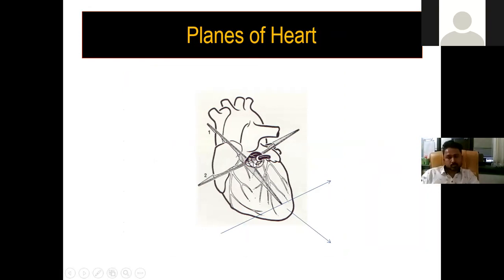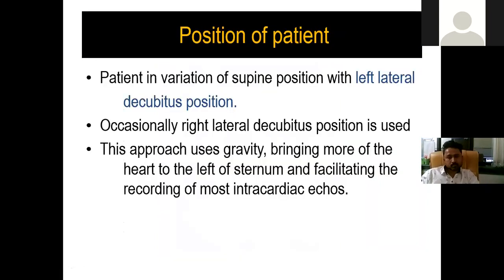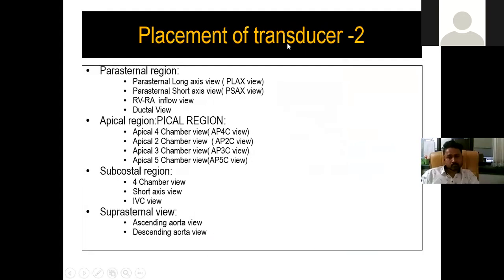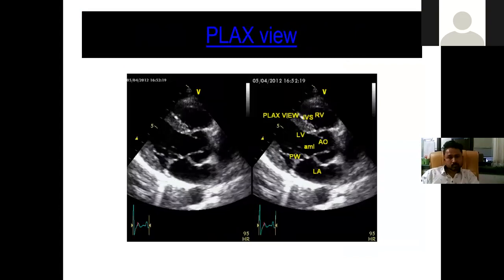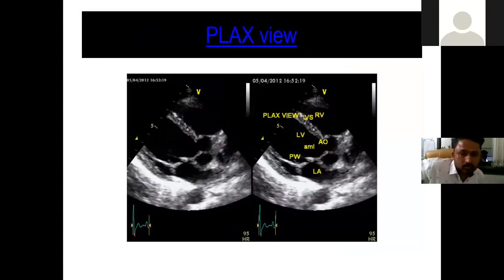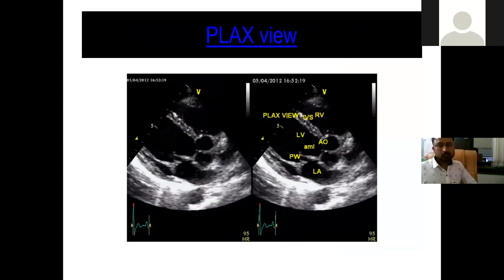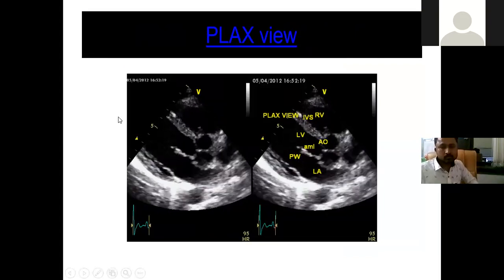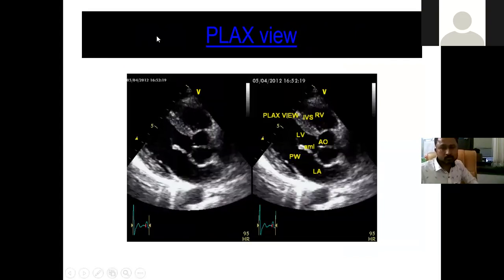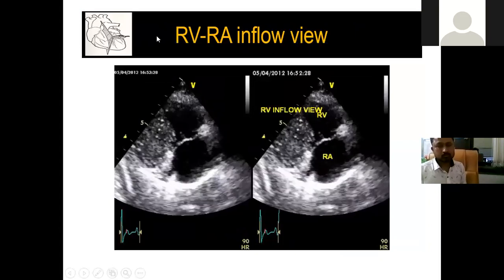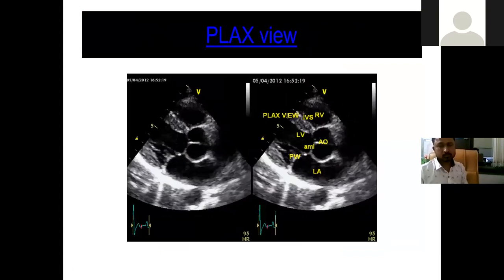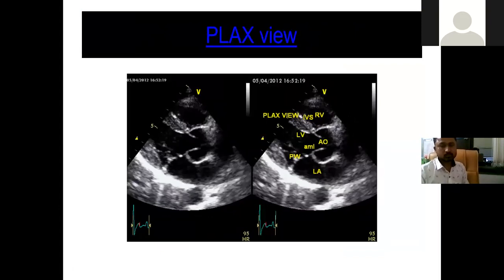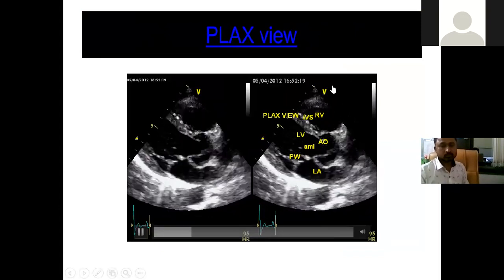So with the index marker at the 11 o'clock position, what do we get? What we get is the parasternal long axis view. And what is that parasternal long axis view? Here is a parasternal long axis view. Look at this view. It has been labeled for you. And once you label this view, we can identify structures very, very easily. What are those structures?